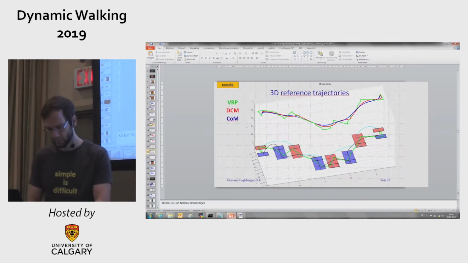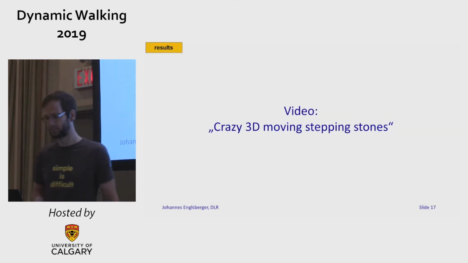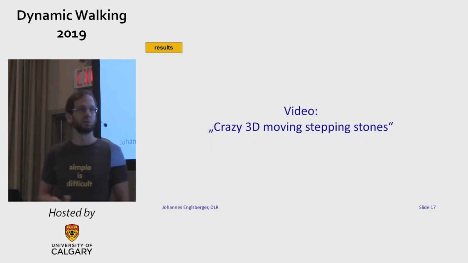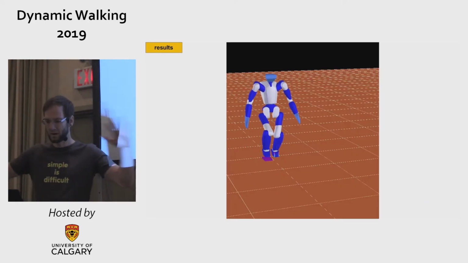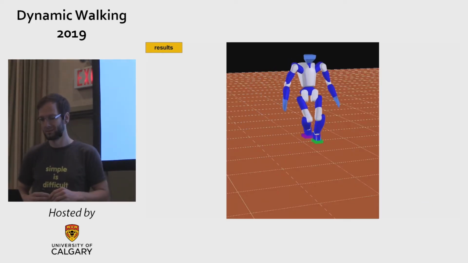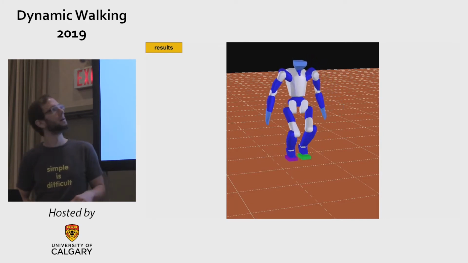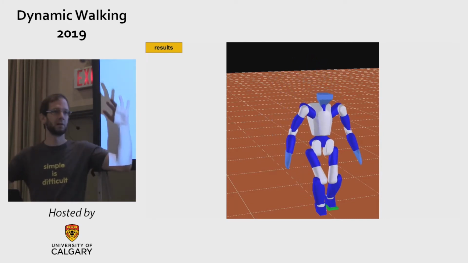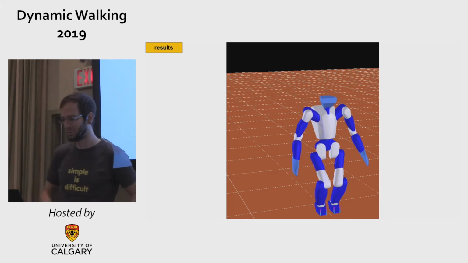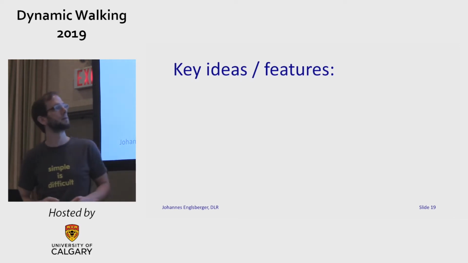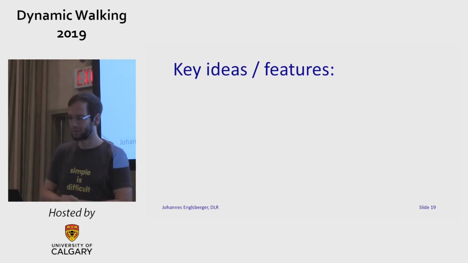So, back. So this is one of my favorite videos. I was actually too lazy to model the whole matrix of floating stepping stones. So this is walking over three-dimensional stepping stones that basically move at random velocities. The robot maneuvers itself over this moving terrain.